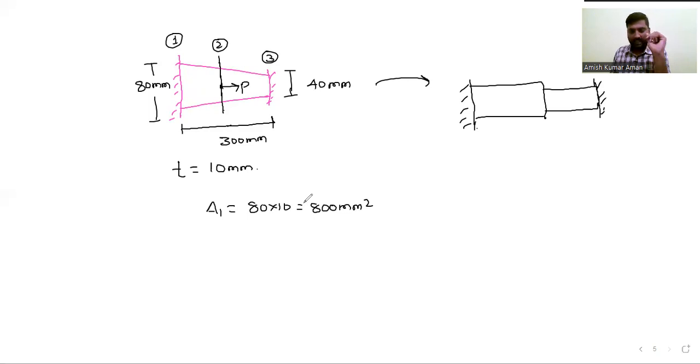Now, at node number 2, we don't know the width. Thickness is 10 mm, but we don't know the width, whether it is 60, because it will vary from 80 to 40. Then obviously this will be in between 80 to 40 only, but the actual value we don't know. So let us directly jump to A3 first. So A3 here, the value is 40. Thickness given 10 mm, so that is 400.